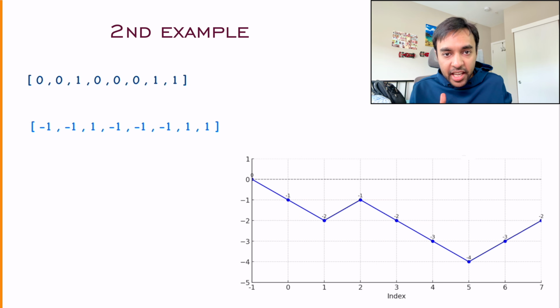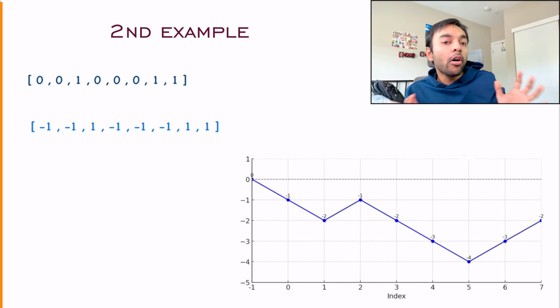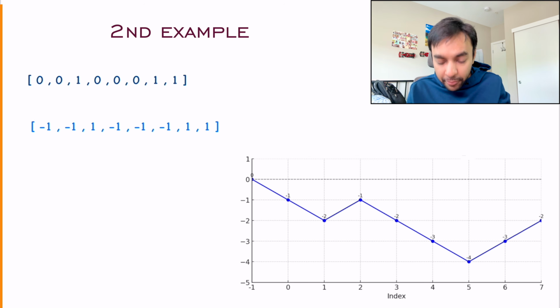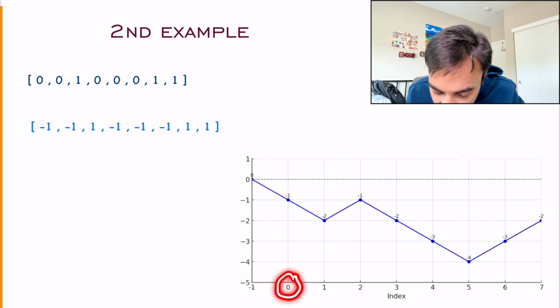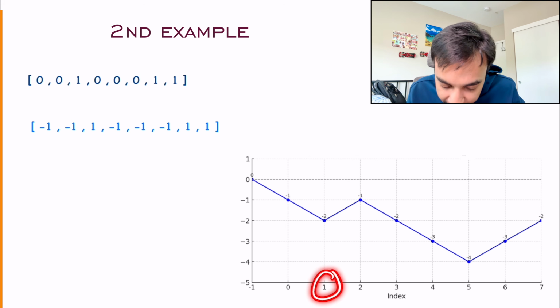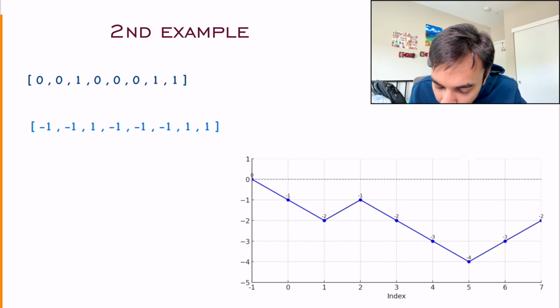Let us take up another array for example. I have all of these values. And as the first step, I'm going to transform all of the zeros to -1s. And now I am going to plot them on a graph. If you notice, what is happening at index 0? At index 0, my sum is -1. At index 2, my sum becomes -2. Now, if you add a 1, the sum will become -1.